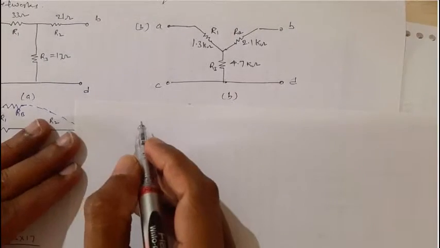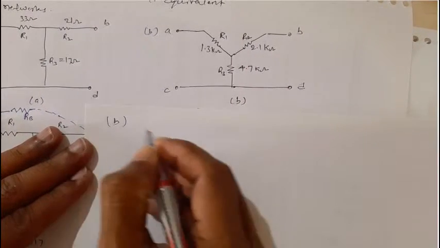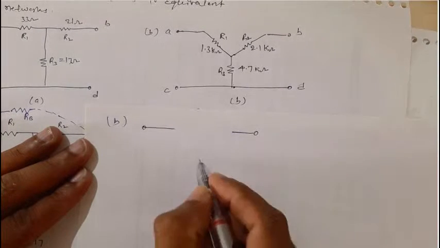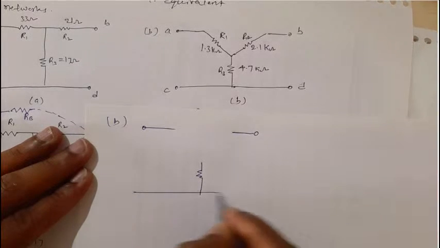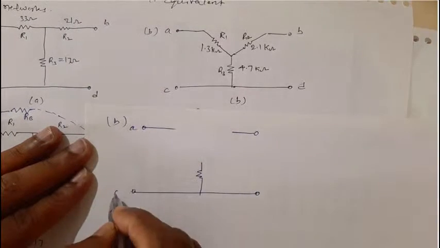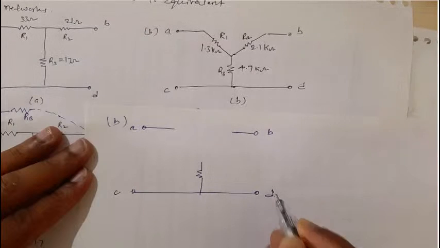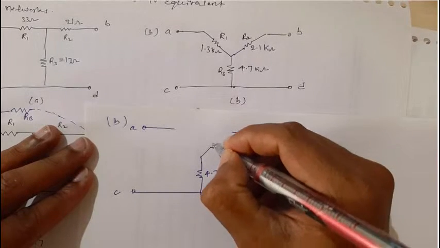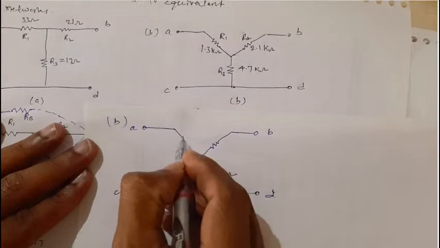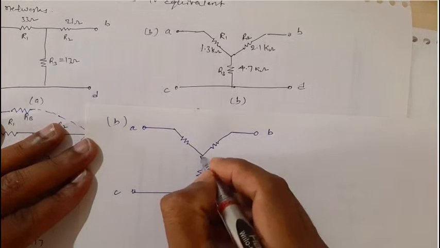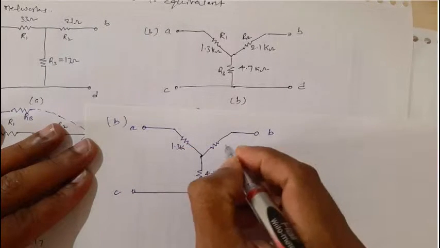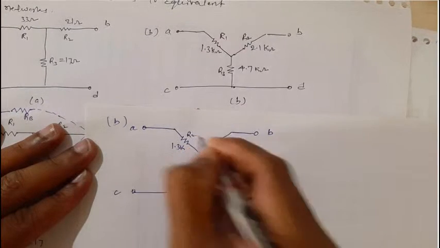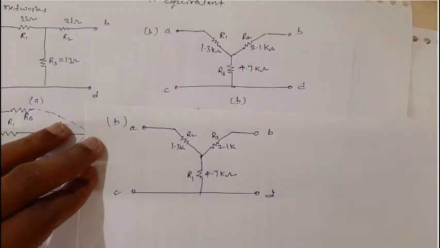The given network is like this, right? This is A, C, this is B and this is D. Here this is 4.7 kilo ohm, and here you have one resistor and here you have another resistor. The value of this is 1.3 K and this is 2.1 K, and the resistances R1, R2 and R3. Here itself I will make a delta.